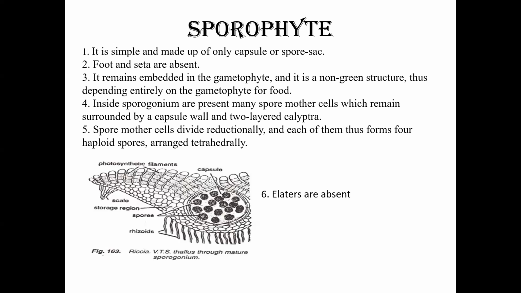Inside the sporogonium are present many spore mother cells, which remain surrounded by a capsule wall and a two-layered calyptra. Spore mother cells divide meiotically, and each of them thus forms four haploid spores arranged tetrahedrally. And the most important character, the elaters are absent. So these are the characteristics of the sporophyte of Riccia.